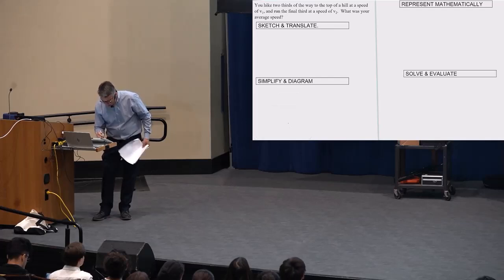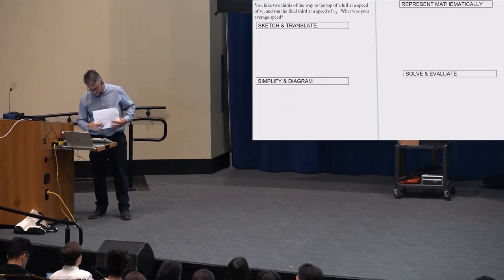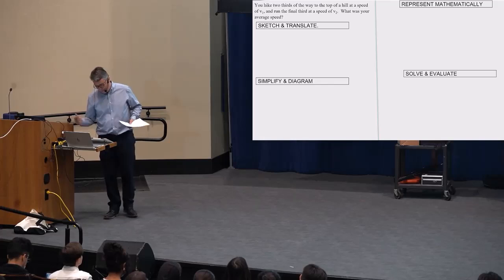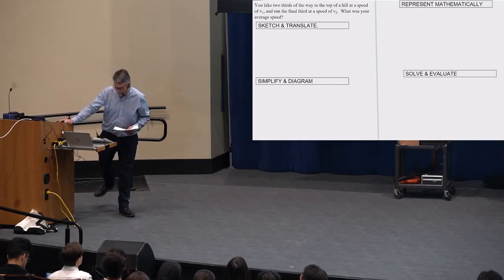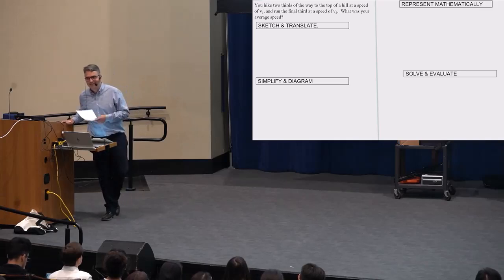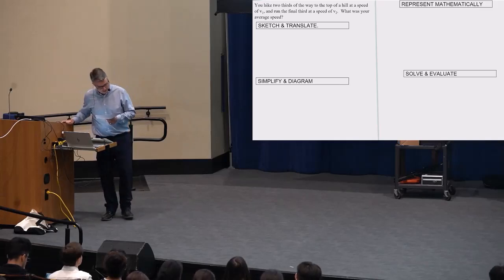I've seen this asked on an end of chapter or a test problem. It says, you hike 2/3 of the way to the top of a hill at speed v1, and then you run the final third at a speed v2. What was your average speed? And you can't just add up the 2 speeds and divide by 2. That's not going to work.